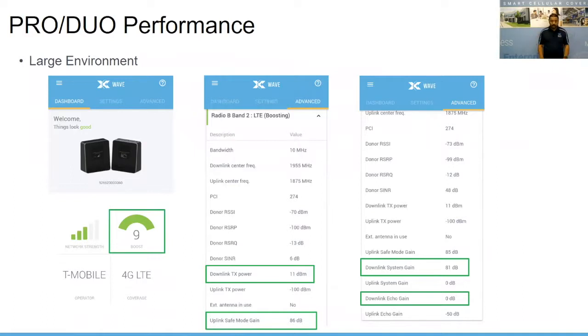And we also see our uplink safe mode gain is 86 dB. So the calculation I showed you earlier, where we take the transmit power and the path loss and we determine the maximum gain, that's what that number is. And then on the right, this is the output of the system. So we can see that our downlink gain is 81 dB. So earlier we mentioned our 5 dB of echo margin. So the difference between the downlink system gain at 81 and our maximum possible gain of 86 dB shows that if we were to stretch it further, we could still get maybe an additional 5 dB of gain from the transmitter. And then we notice our downlink echo is at 0 dB. So we haven't reached our echo limit.